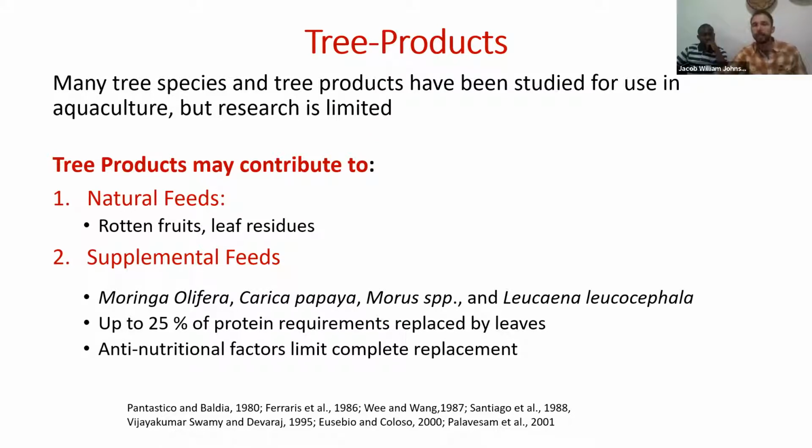But there's a limit. Unfortunately, the use of these leaves is limited by palatability and digestibility and the presence of anti-nutrients. Anti-nutrients are compounds, like tannins, if you've ever heard of those. They tend to bind to proteins within the fish's digestive tract and limit the digestibility of proteins. That's why they're called anti-nutrients, because they lock up nutrients within the fish's gut.